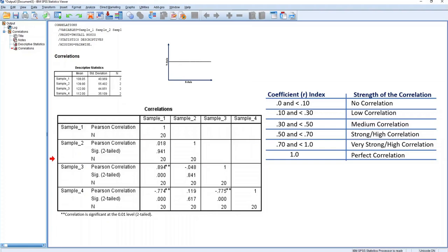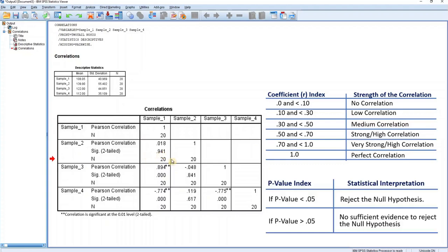Accordingly, the p-value is 0.941, which is greater than 0.05. From the index of p-value table, this means that we do not have sufficient evidence to reject the null hypothesis because the correlation coefficient does not differ significantly from 0, meaning there is no linear relationship between the two sample variables. Now, the correlation coefficient between sample 3 and sample 1 is 0.894 and is a positive value.